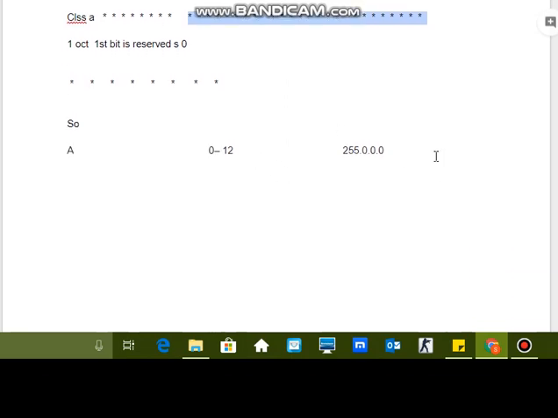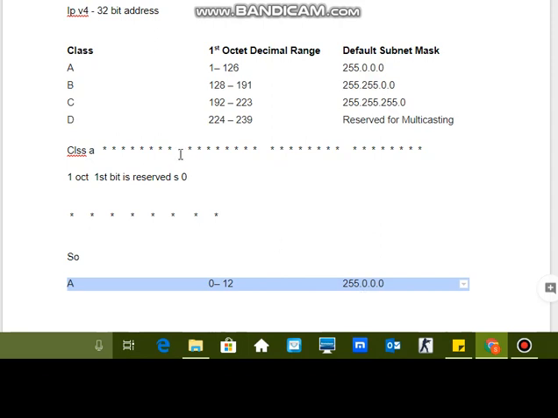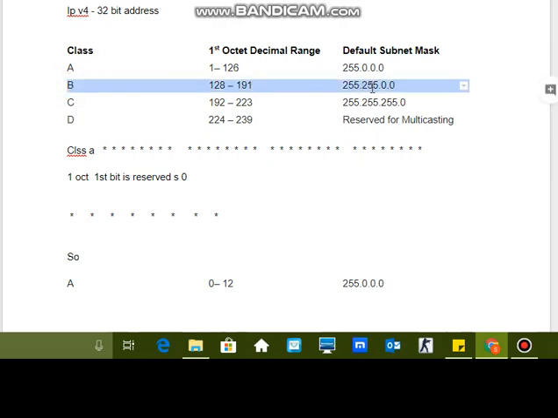Similarly, please understand this is class A. Its first byte is the network part. We place one in every bit, and if you count everything, we'll get 255 and the rest all zeros. So 255.0.0.0. Now let's come to class B.